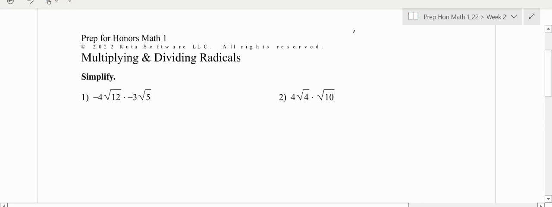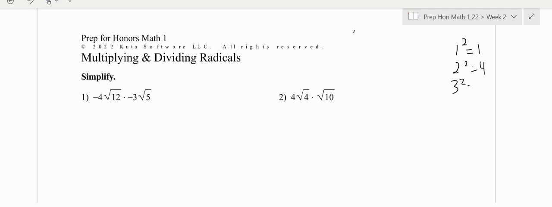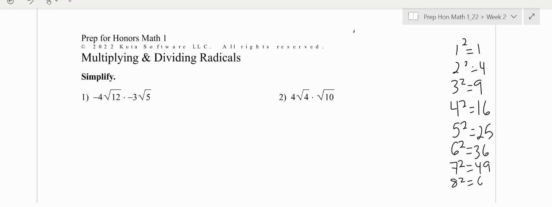In this video, we're going to be looking at multiplying and dividing radicals. So it's very similar to what we did in the previous video. We're just going to be building on it with multiplication and division. So again, we're going to make sure we remember our perfect squares from before. So we have 1 squared is 1, 2 squared, 4, and so forth. And I'll go up to 10, but obviously you can go further than 10.